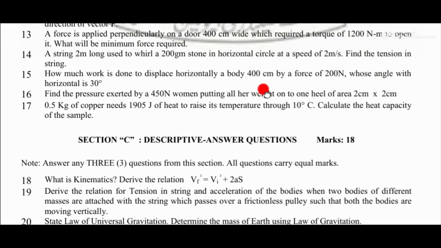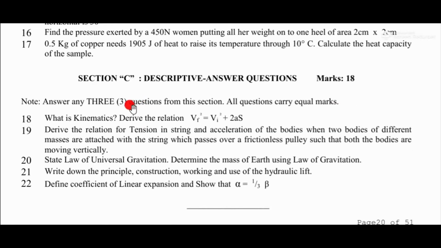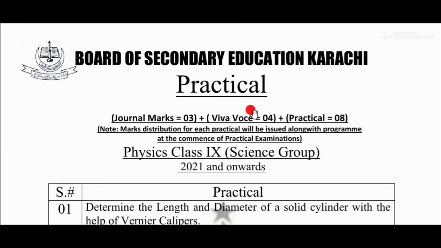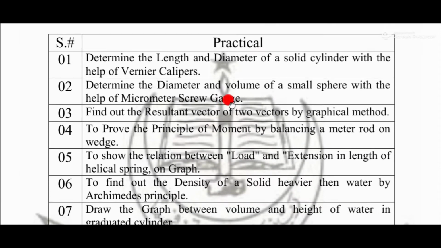Okay, and section C, which is the descriptive answer questions part, is 18 marks, and a total of 3 questions you can attempt from this section, and a total of 5 questions are here. You can attempt any 3 questions from section C. And practical, which also includes 15 marks: 3 marks from general, viva 4 marks, and practical 8 marks. Total 15 marks are included from practicals.